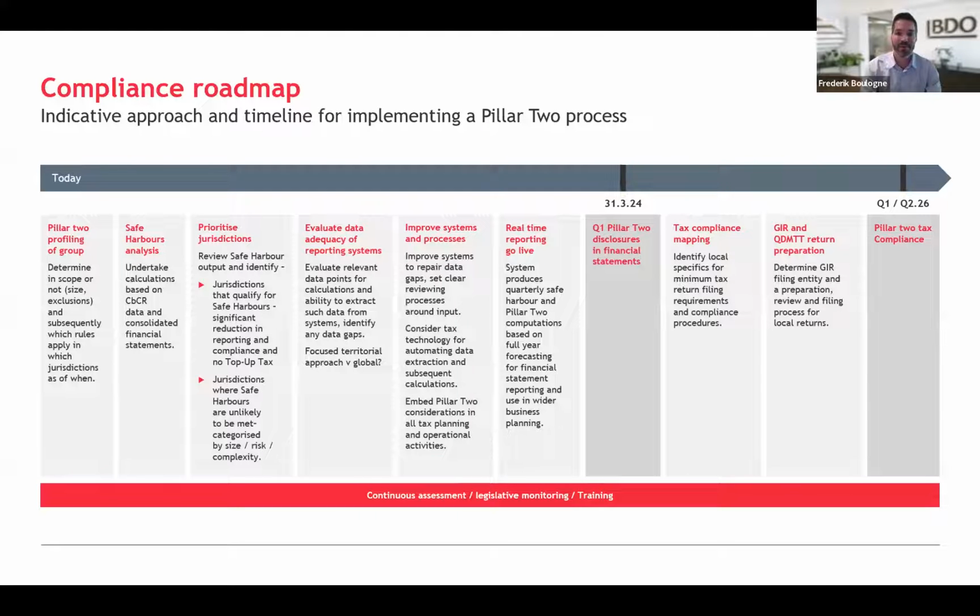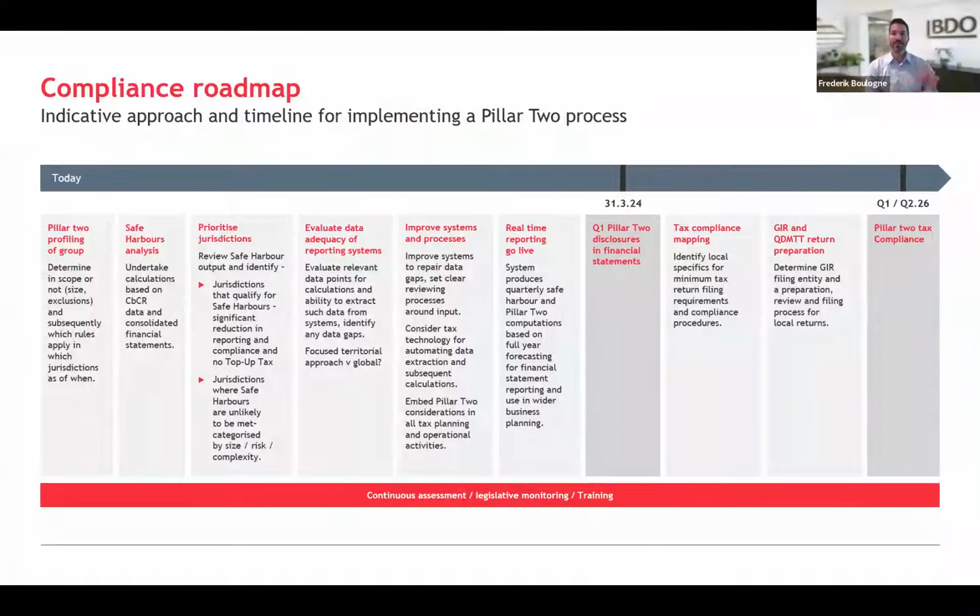The next step would be to perform the safe harbor analysis. And doing this, as we saw in the poll and the results of the poll, it will help you prioritize your efforts, because the jurisdictions who satisfy the transitional safe harbors, they benefit from a significant reduction in compliance efforts, and the top-up tax will be nil. Similarly, the jurisdictions that do not satisfy the safe harbors, they will require a full GloBE calculation. And then looking at those jurisdictions, it helps ordering them by size, by risk, by complexity, and then grasp the magnitude of the impact of Pillar 2.